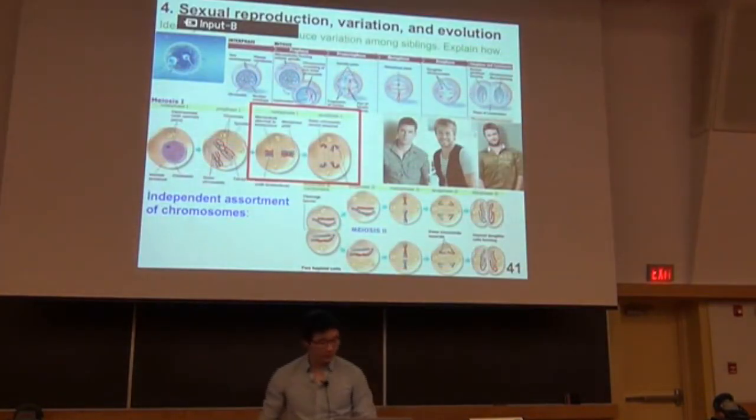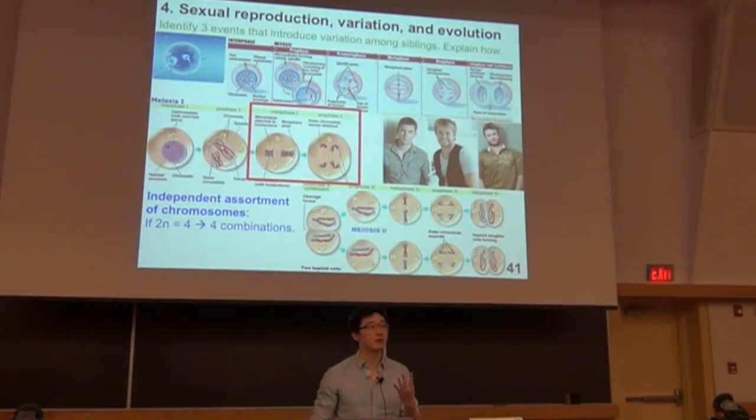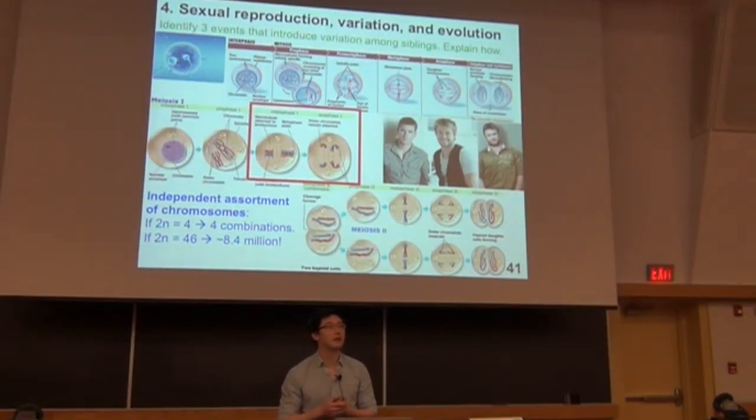So a diploid cell that only has 4 chromosomes gives us 4 different combinations, as you just saw, just from how the chromosomes divide and where they go. Now think about it. We have 46 chromosomes. So if you go 2 to the power of 46, that gives us 8.4 million combinations already, just from that, without crossing over, just from moving things around.